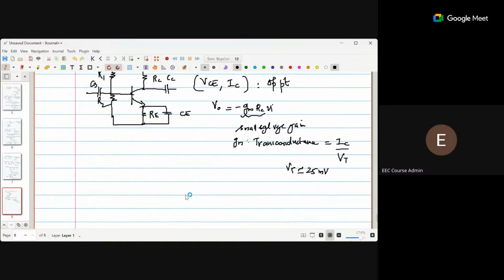Then what was the expression for this GM? Different expressions that we had seen through that lecture. I mean for the MOSFET, again, V0 is minus GM, in place of RC it is RD, Vi. And here GM, in terms of the device aspect ratio, that is W by L, and the drain current and all, how do you get?